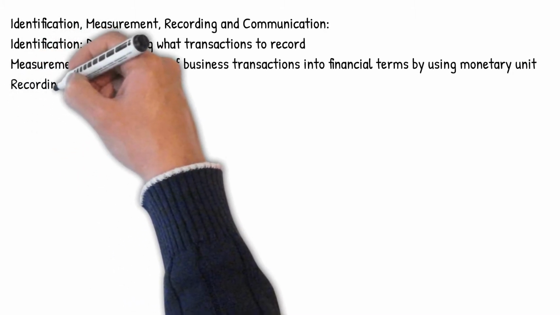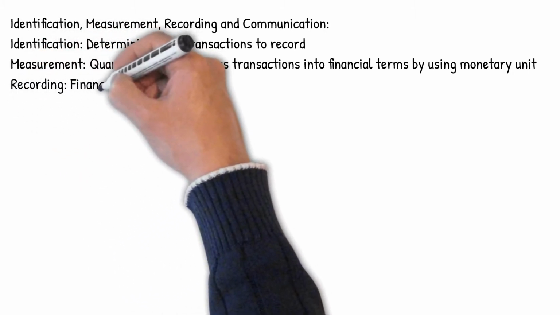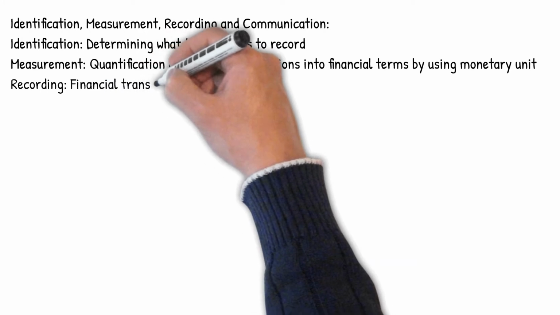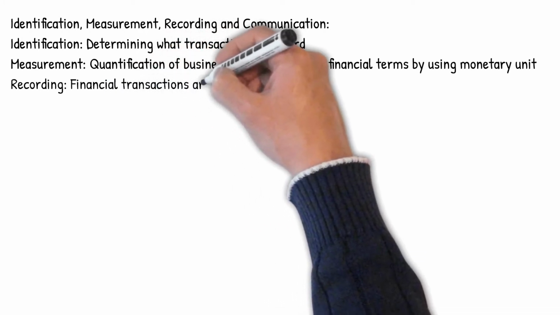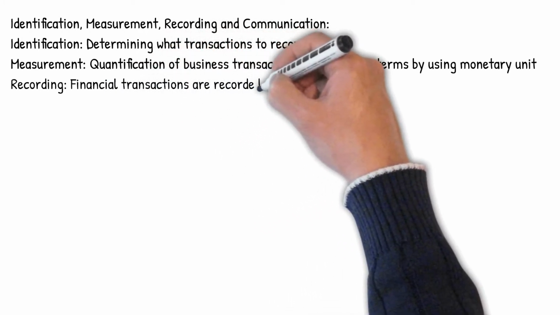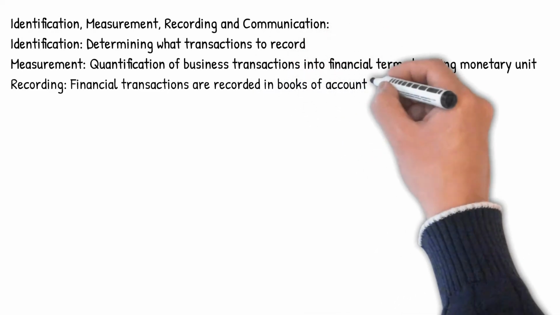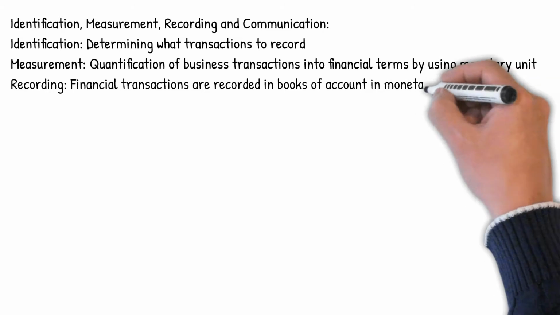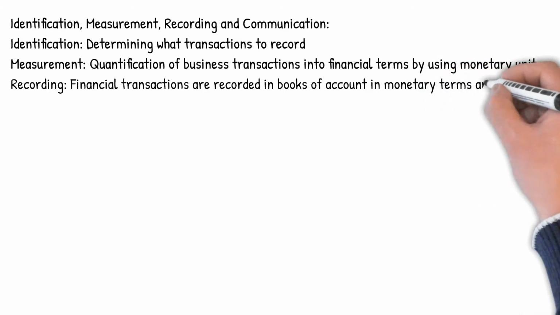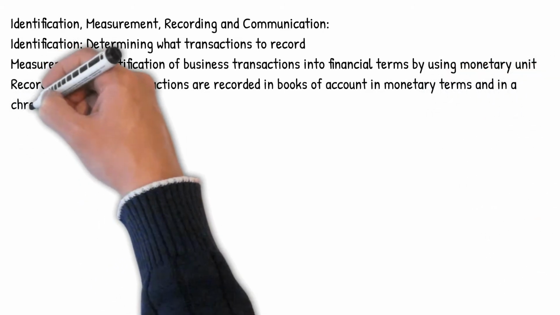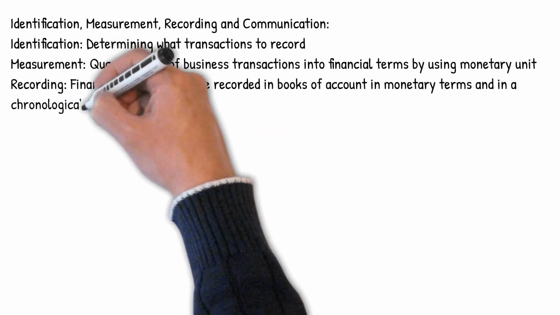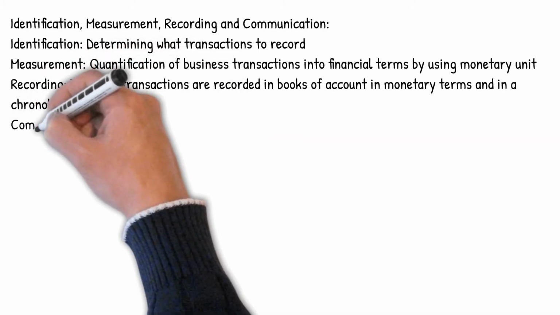Recording. Once the economic events are identified and measured in financial terms, these are recorded in books of account in monetary terms and in a chronological order. Recording is done in a manner that the necessary financial information is summarized as per the well-established practice and is made available as and when required.